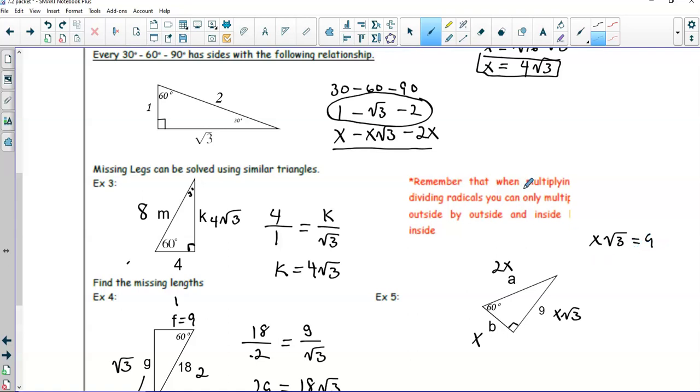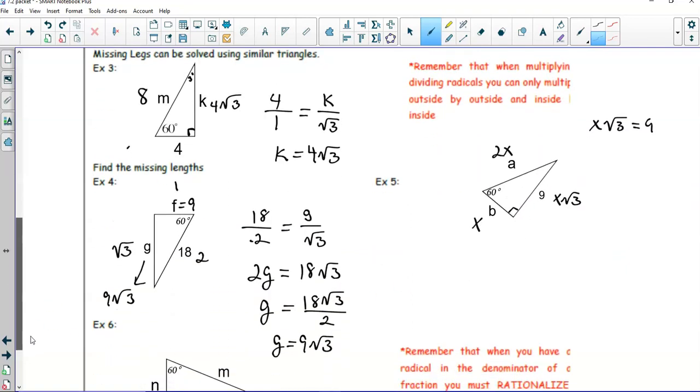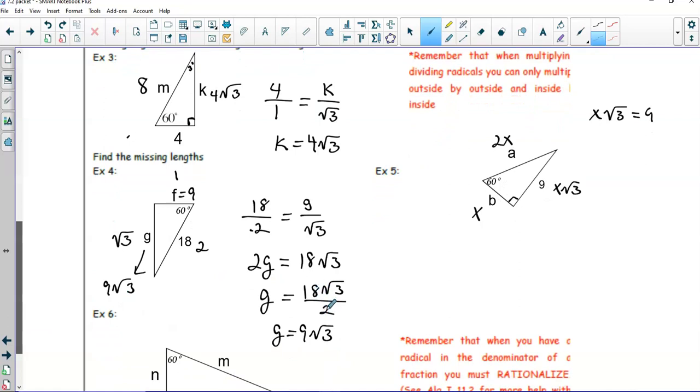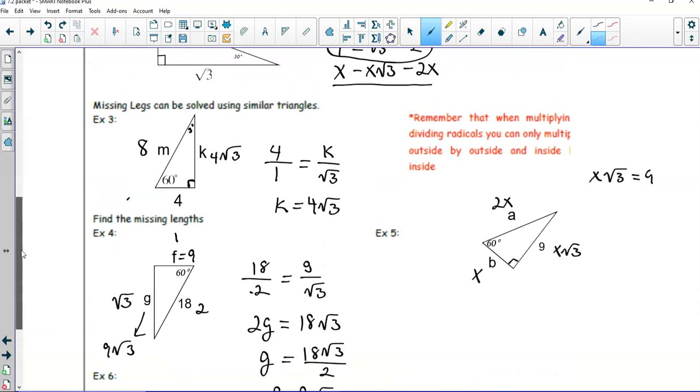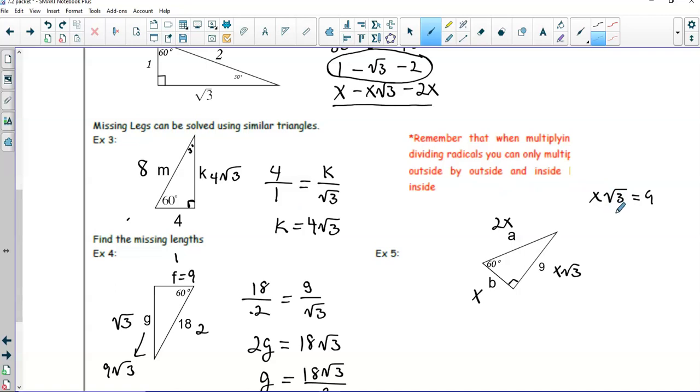So remember that when multiplying or dividing radicals, you can only multiply outside by outside and inside by inside, which is what we did here, right? When we divided right here, 18 divided by 2. See, they're both outside. Okay, so you must also rationalize.